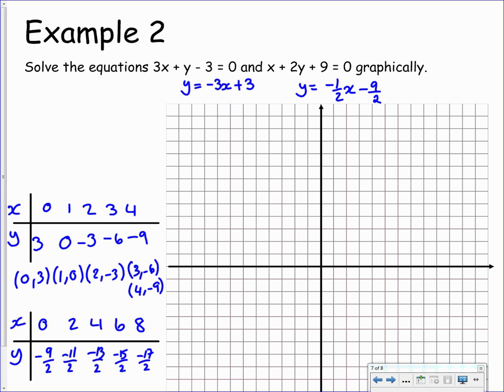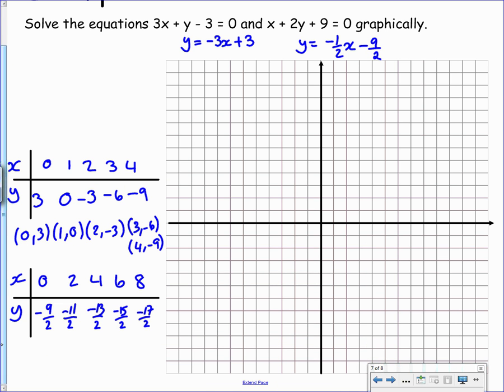And again, we can state the coordinates of this. So we have 0, negative 9 over 2, 2, negative 11 over 2, 4, negative 13 over 2, and 6, negative 15 over 2, and finally 8, negative 17 over 2. So these are the set of coordinates that we want to plot on our diagram now.